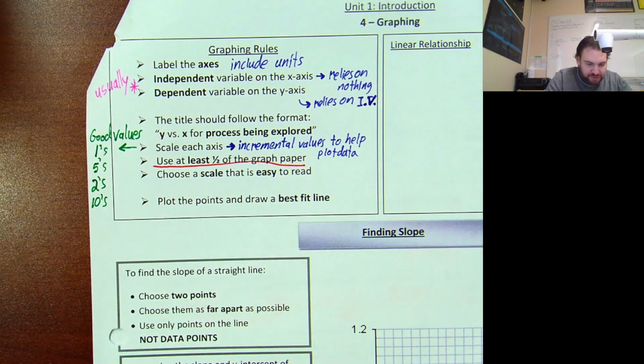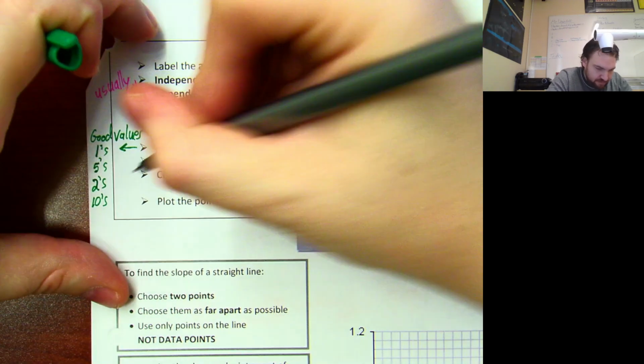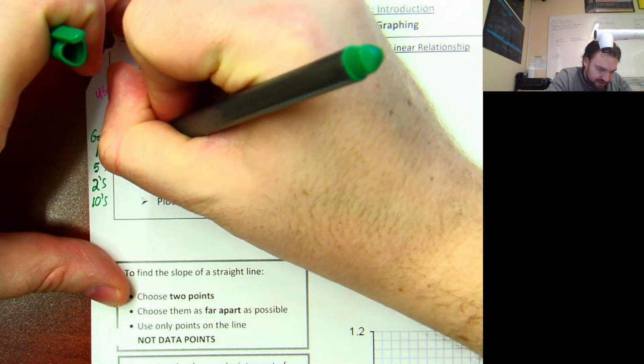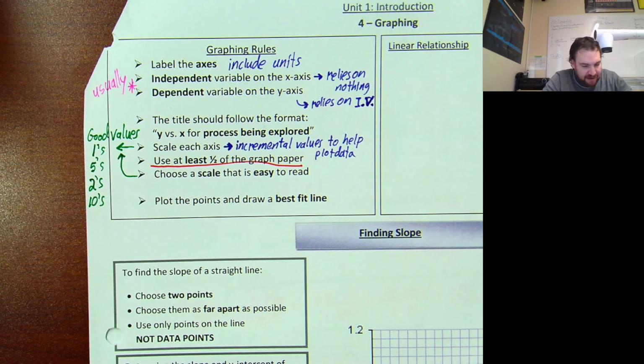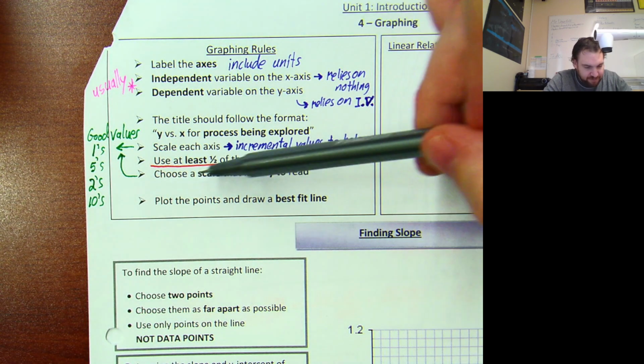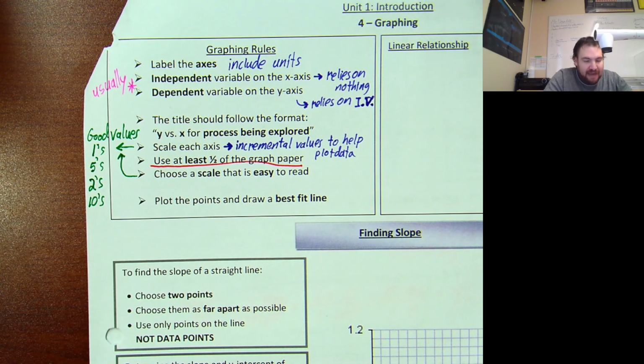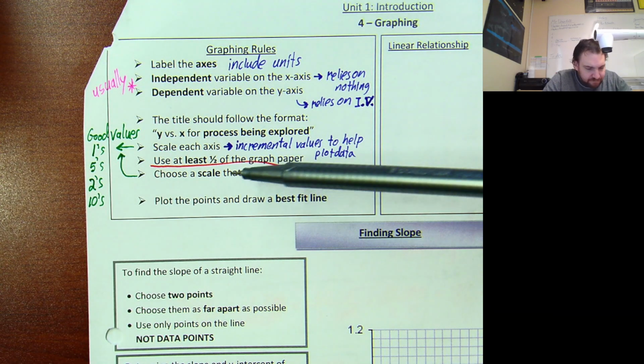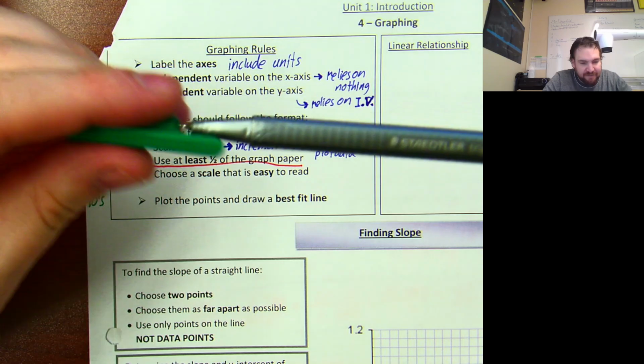The next one goes with what we talked about before with scaling and values. I don't know why that is. Yeah, sorry. This should have been the next point. Use at least half the graph paper. And then the bottom one, plot the points and draw a line of best fit.